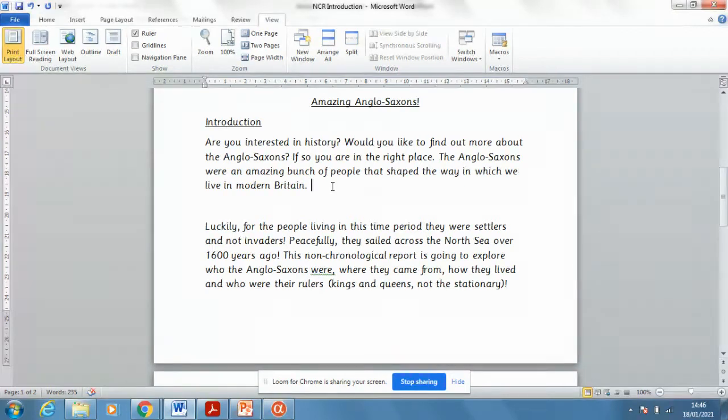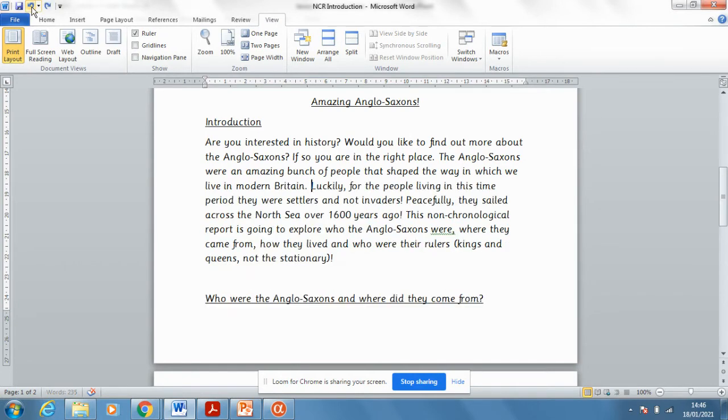So let's have a think about this sentence. I think we need to change this completely. Luckily, the people living in this time period were settlers and not invaders. I think actually what I'm going to do is remove that sentence altogether. What have I clicked there? So if I get rid of that bit.